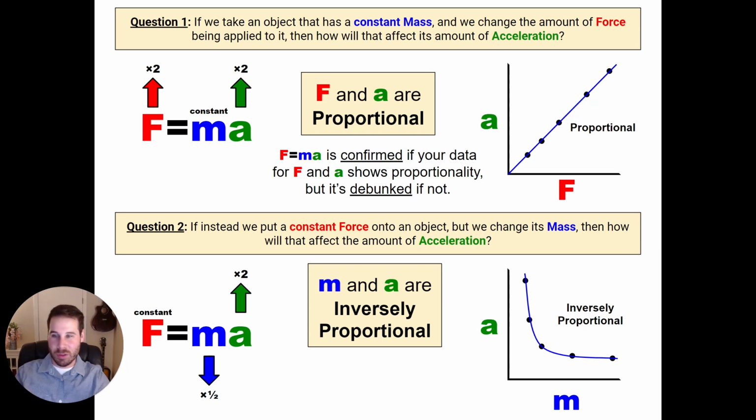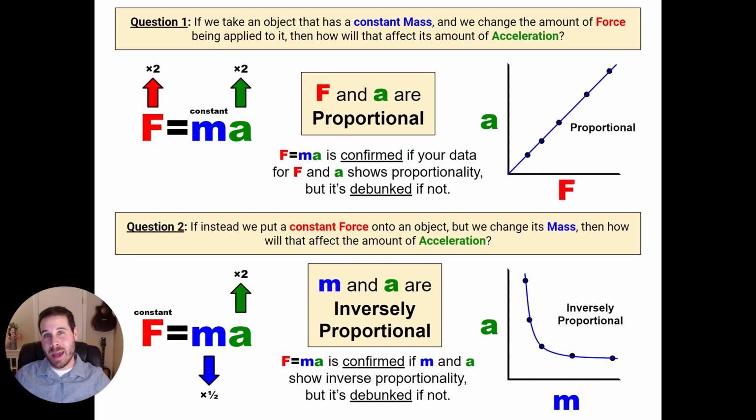So all of these three different things on the bottom here, the equation, the statement in the middle, and the graph, are all basically saying the same thing. What they're saying is F equals ma is a real valid equation. It's confirmed to be true if m and a show an inverse proportionality. But F equals ma will be debunked in today's lab if m and a do not show inverse proportionality. So this is the slide you can refer back to when you're trying to figure out if F equals ma is legit or not. So that should get you ready for today's lab.